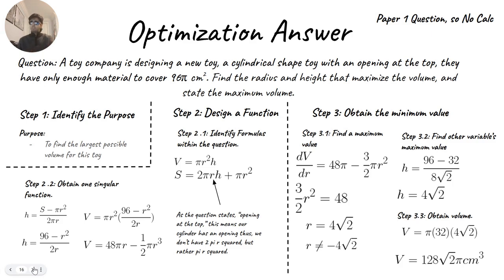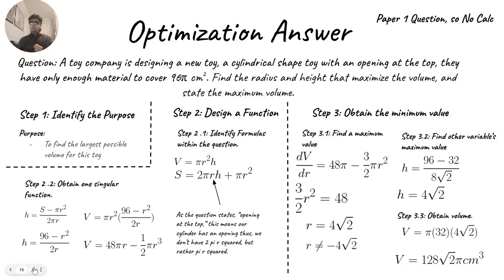The first step, obviously, identify the purpose. Second step, design the function. And I kind of threw you a curveball here. I specifically say it's a cylindrical shaped toy with an opening at the top, right? So that means that there's no surface area at the top. So thus our expression is surface area equals 2 pi rh plus pi r squared, not 2 pi r squared.